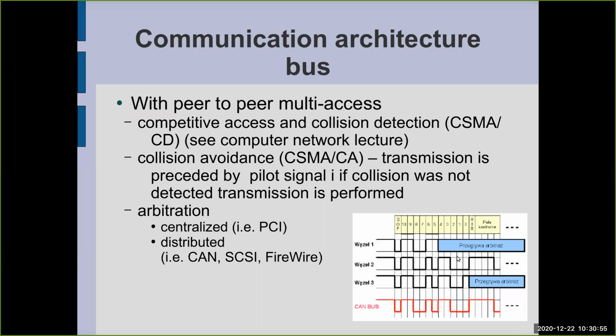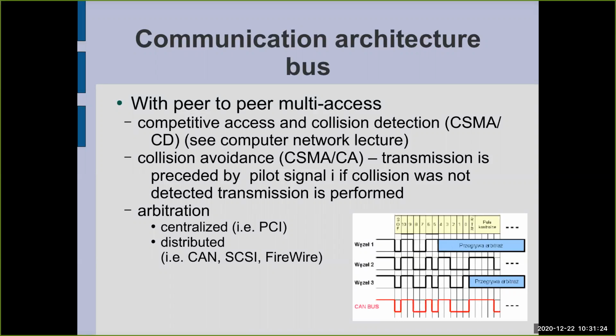Look, something is inconsistent with this example. I think that for CAN bus, the high state is dominant. So in this example, node 3 should win this competition. Node 3 should send data further, while here node 2 will do it.